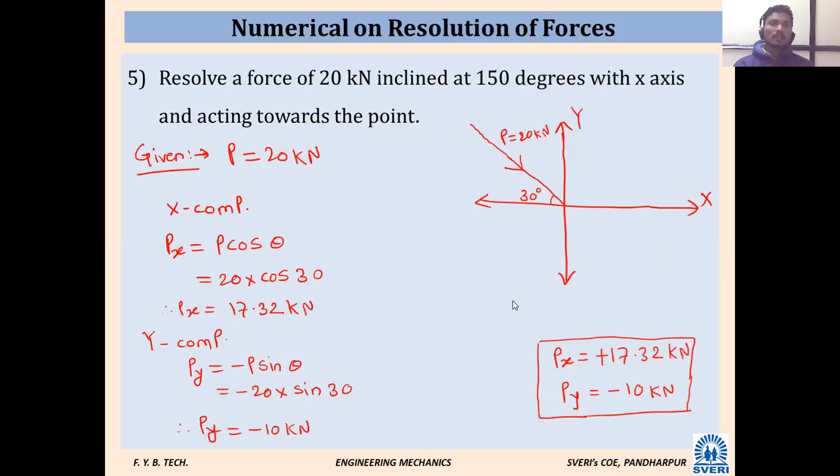Next, a 20 kilonewton force inclined at 150 degrees and acting towards the point. In which quadrant will it come? Fourth quadrant. Which one?